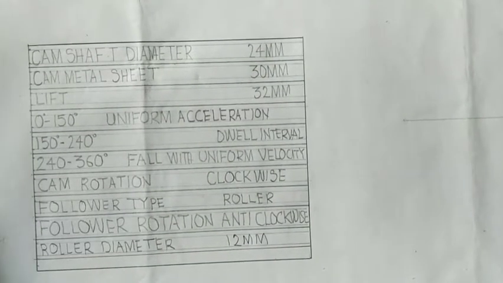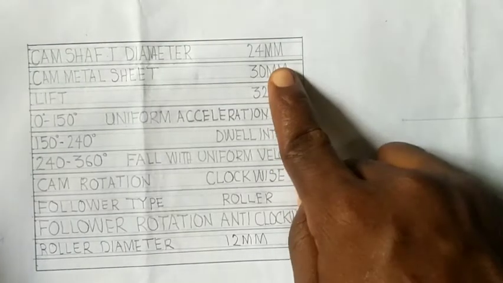That's the first thing you're going to do, to draw the CAM shaft circle, and that is 30 millimeter. The second one, that's the next thing you do, draw the circle. But when you are drawing it, it will be from the center.